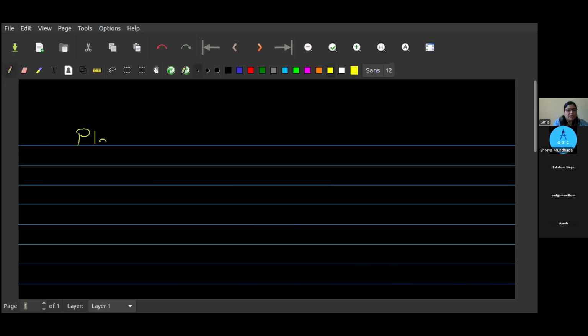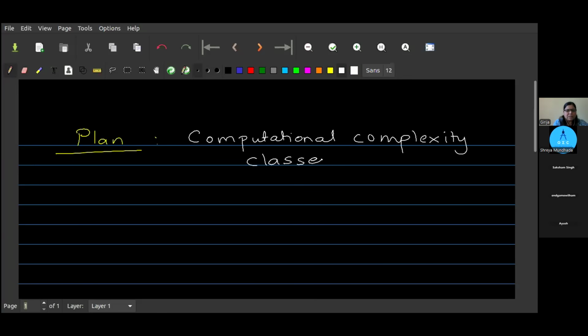Here is the plan for today. I plan to talk about computational complexity, specifically the complexity classes, which are NP, P, and a few more.